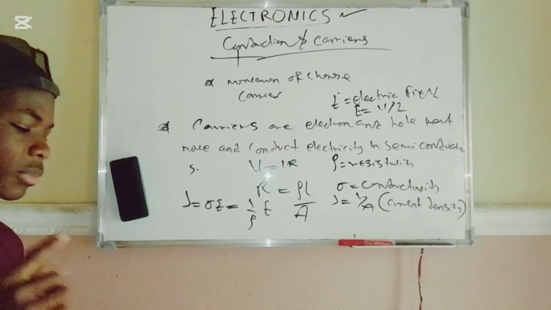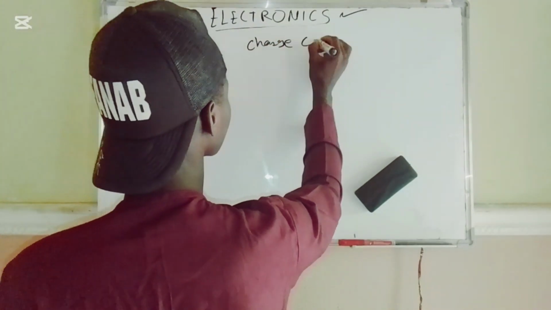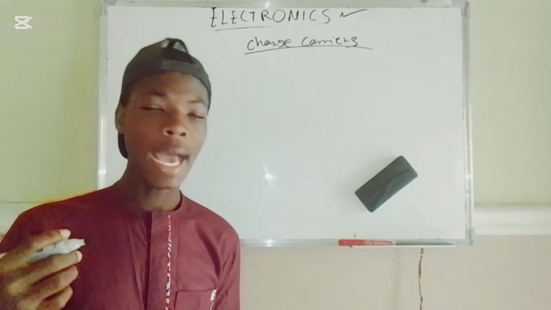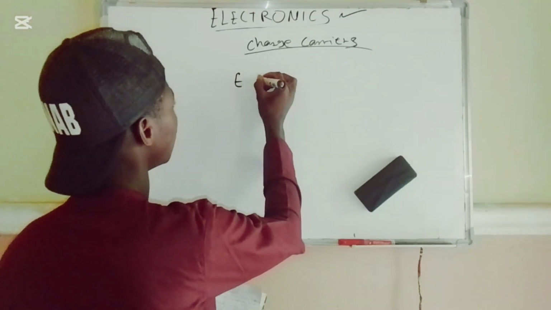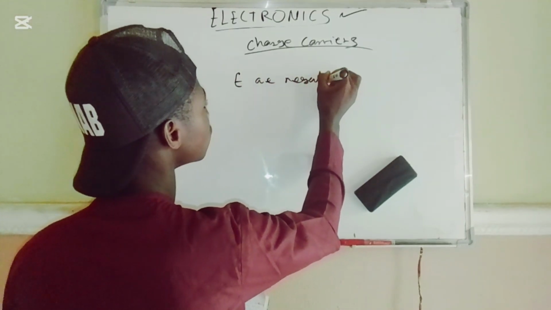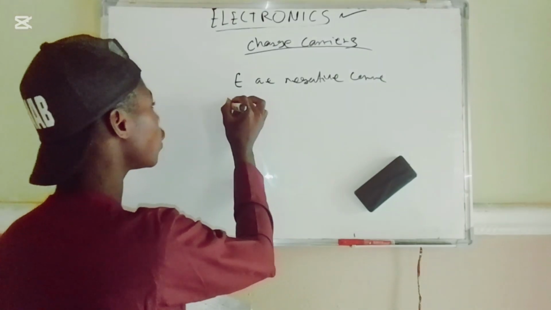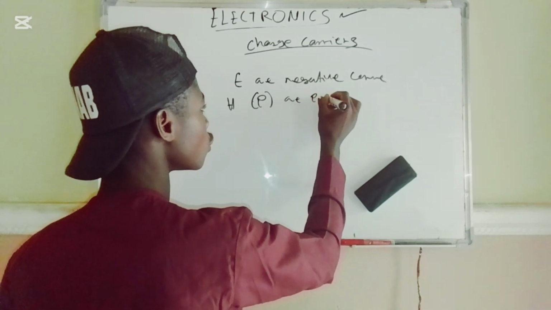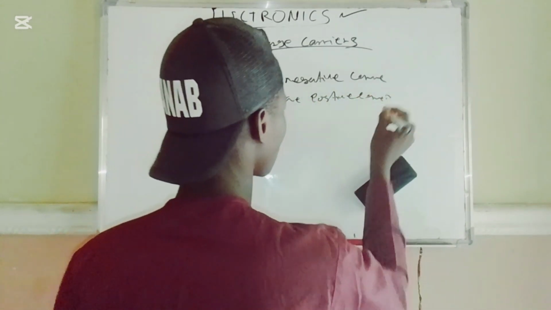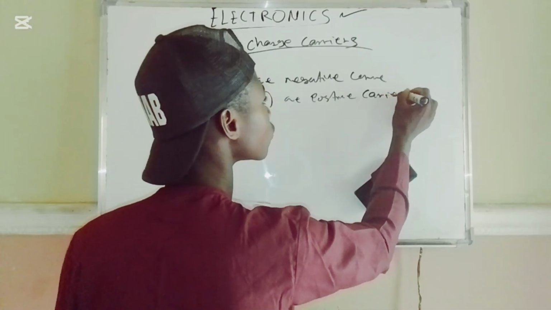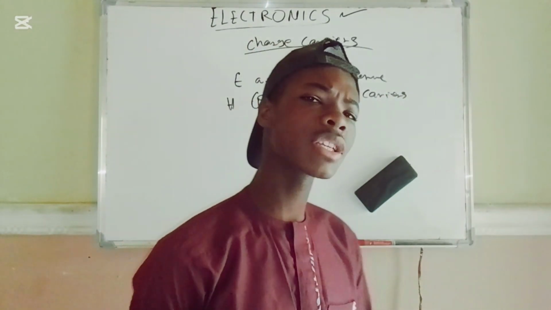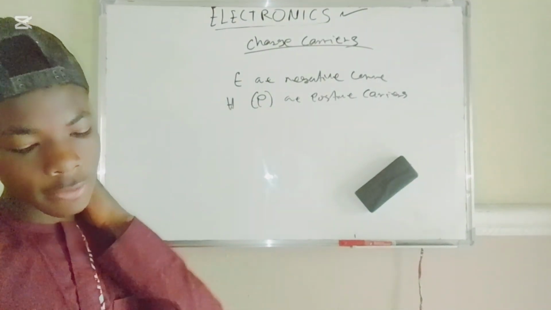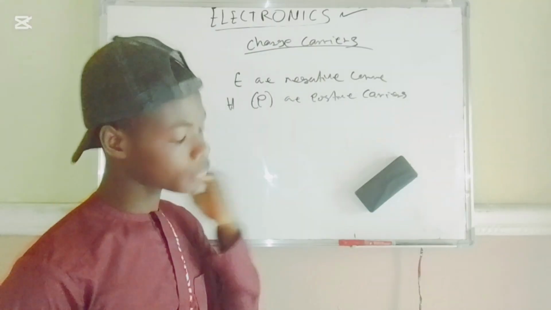So let's see some charge carriers. In charge carriers, electrons are negative carriers. Holes, which are P, are positive carriers. Let me just read the definition for you so that you can write: holes are positive carriers.